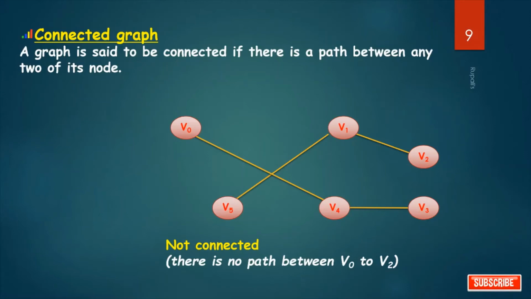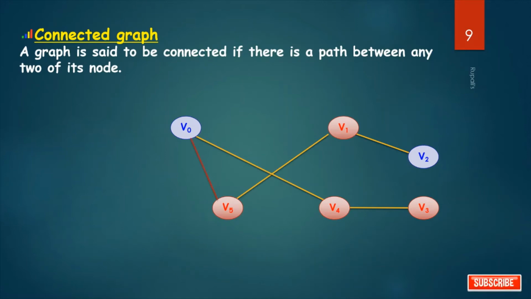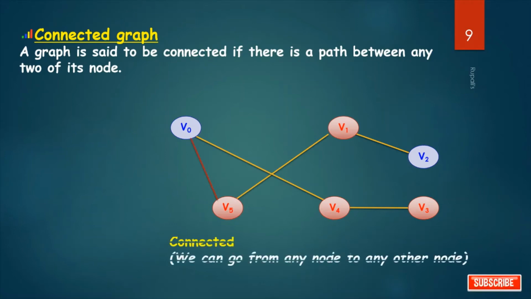Connected graph. A graph is said to be connected if there is a path between any two of its nodes. So, is this graph connected? No, it is not connected because there is no path from V0 to V2. We can't go from V0 to V2. So the graph is not connected. So, how can we make it connected? By adding one edge between V0 and V5. Now, we can go from any node to any other node. So, it is now a connected graph.